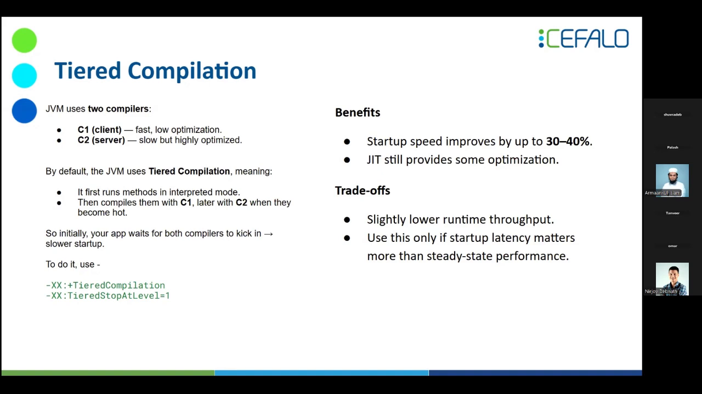So the benefits, as I mentioned, it improves the startup time. The JIT still provides some optimization in C1, so that's good. It's not like totally unoptimized. The trade-off is that you're going to have slightly lower runtime throughput, because it's not going to reach C2, the level 5 one. And yes, only use this at startup if latency matters more than steady state performance.